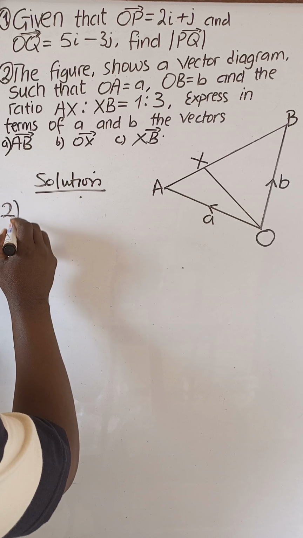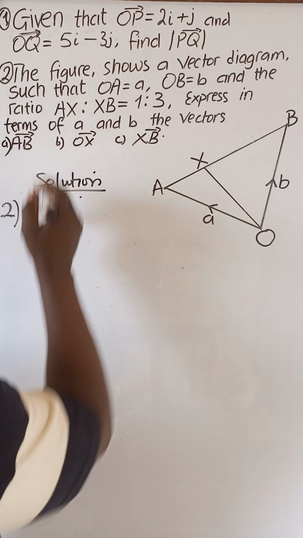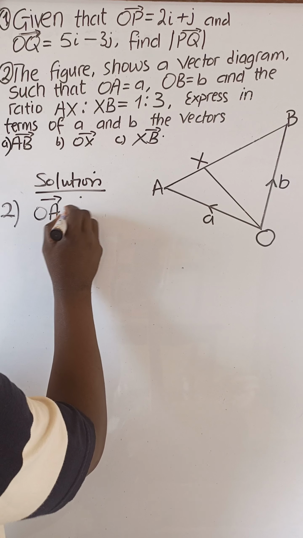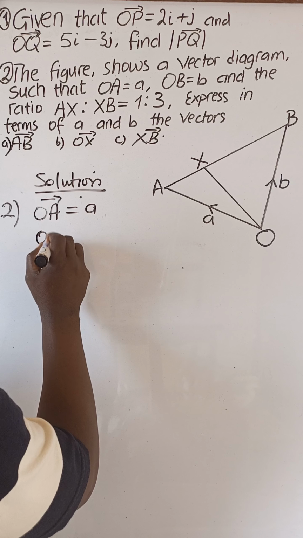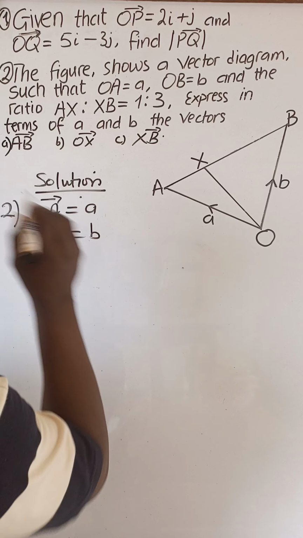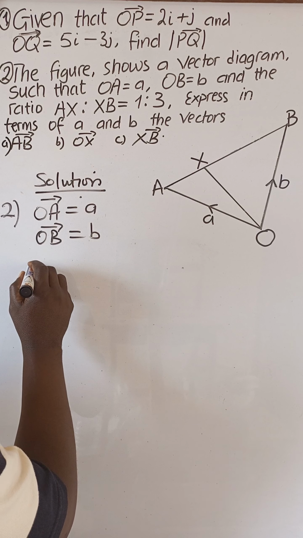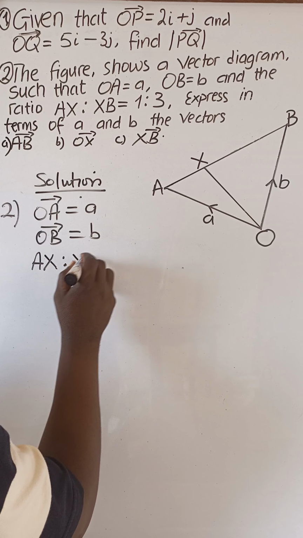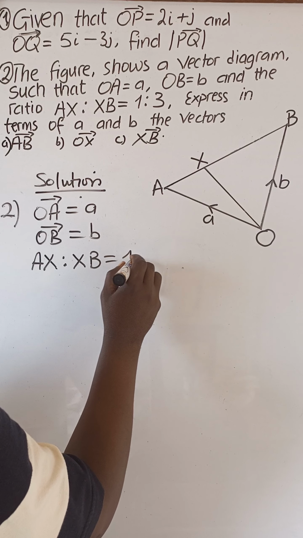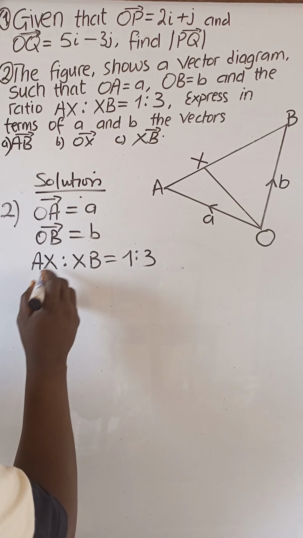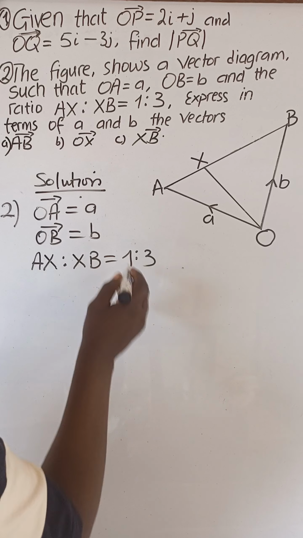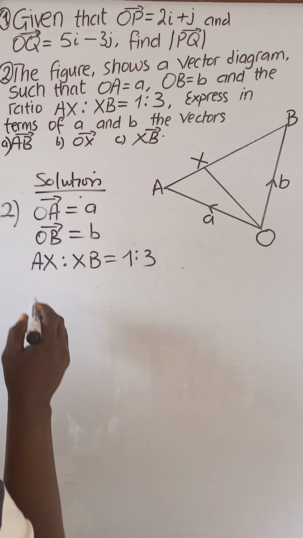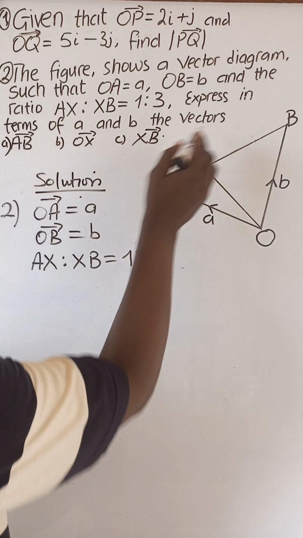Number 2. Let's collect our information just like we did with question 1. We have the carrier vector for OA as a, and the carrier vector for OB as b. And the next information: we're given the proportion that AX to XB is 1 to 3. Now, express in terms of a and b the vectors.